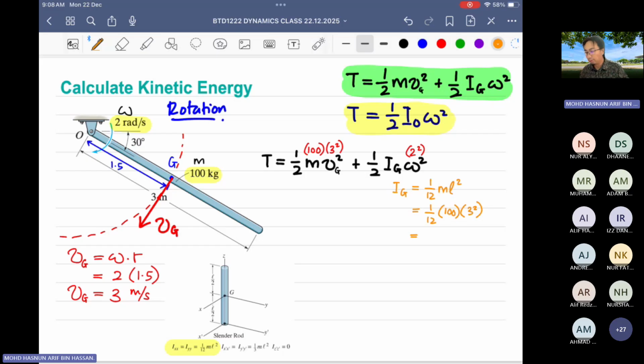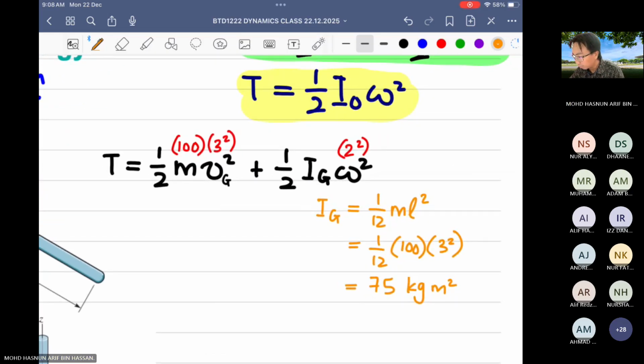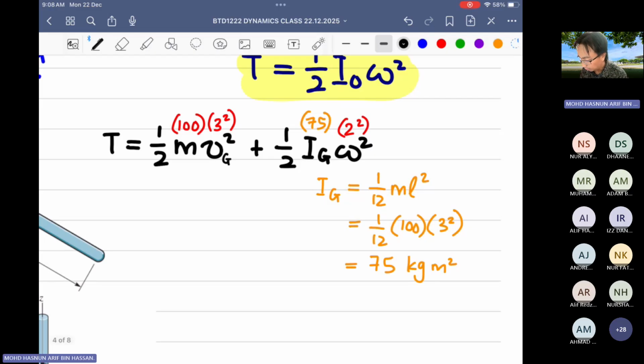So then Ig will be equal to, let's calculate, 1 over 12 times 100 times 3 square. So we have 75. Ig is 75 kilogram meter square. Now we have the value of Ig, which is 75. Now we can substitute all the values in here and see what answer we get.